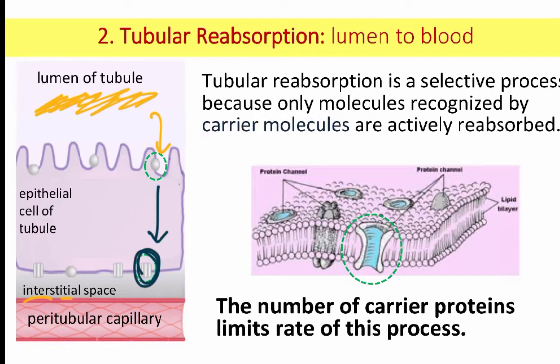Remember that these processes take time, and there are only so many carrier proteins. So the number of proteins you have limits how fast the process can go, limits how much can be reabsorbed. And that's how you can tell if somebody has glucose in their urine, that their blood sugar is likely uncontrolled, because in a healthy system, there's enough time and enough carrier proteins to reabsorb all of the glucose.